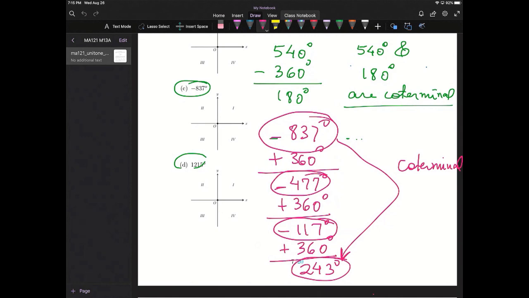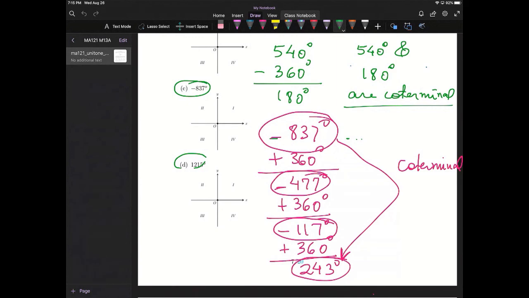By the way, this could be written differently. For example, you can see here the case of negative 837. I had to do this multiple times. So sometimes you have to do this many times, so you don't want to write too many times, but you have an idea how to get there.